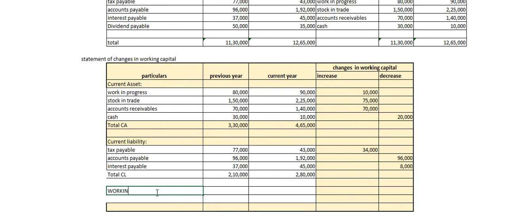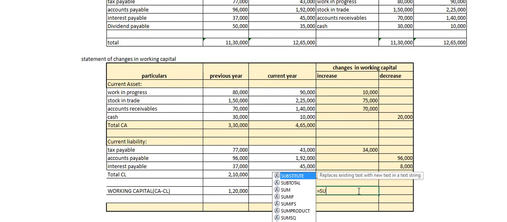Working capital is equal to current assets minus current liabilities. So your current asset for the previous year is 3,30,000 minus your current liability is 2,10,000, 1,20,000, and for the current year it is 1,85,000. Therefore, you will also show the net increase or decrease amount.